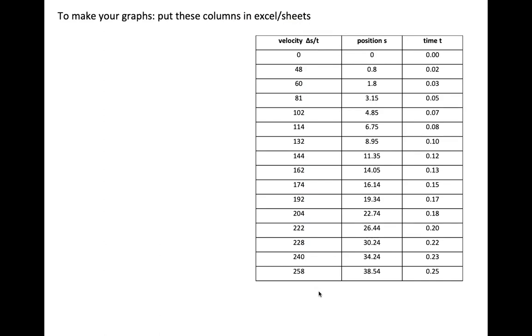So in your sheets, if you're using the Google Sheet that is given to you in the Google Classroom, or if you're using Excel, you're going to put these three columns: your velocity column, your position column, and your time column. You do not need to put your displacements.